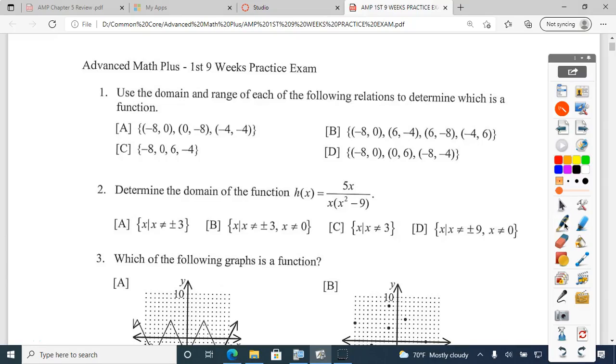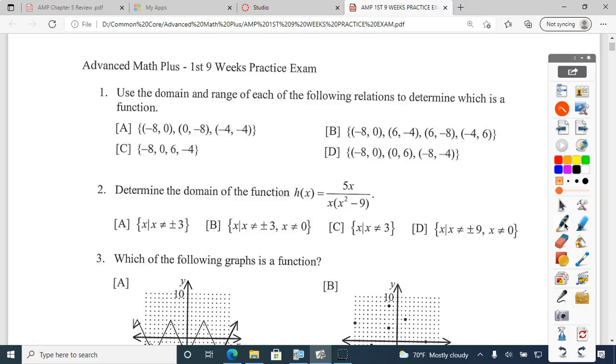We're going to go over the first 9 weeks practice exam. If you're doing it at home and got stuck on a few, maybe I can help guide you through how to do them. Your exam will be multiple choice, so this is exactly how it will look and how it will be formatted. Let's get started.